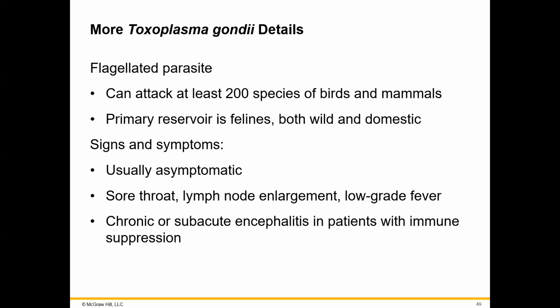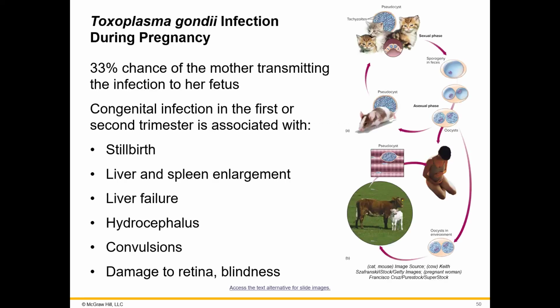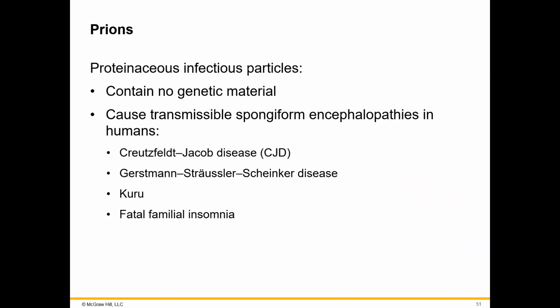So it can lead to a chronic or subacute encephalitis in people who have immune system disorders. This is something that can lead to death in people that have AIDS. It's not uncommon for somebody that has AIDS, if they have a cat that has toxoplasma, to die from toxoplasmosis easily. There's a 33% chance that if you become infected while pregnant, it will spread to the fetus. If it does transmit to the fetus in the first or second trimester, it can be associated with stillbirth, liver and spleen enlargement, liver failure, hydrocephalus, convulsions, damage to the retina or blindness, and can lead to permanent defects.